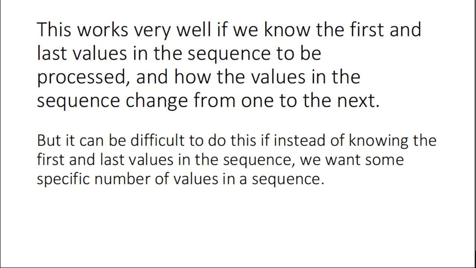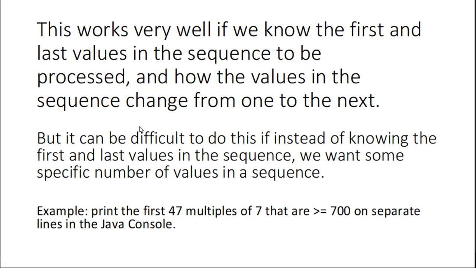But this doesn't work well if you don't know the first and last values in the sequence, if instead you want a specific number of lines or a specific number of values to be processed in a particular sequence. So here's an example. What if I asked you to print out the first 47 multiples of 7 that are greater than or equal to 700 on separate lines in the Java console?